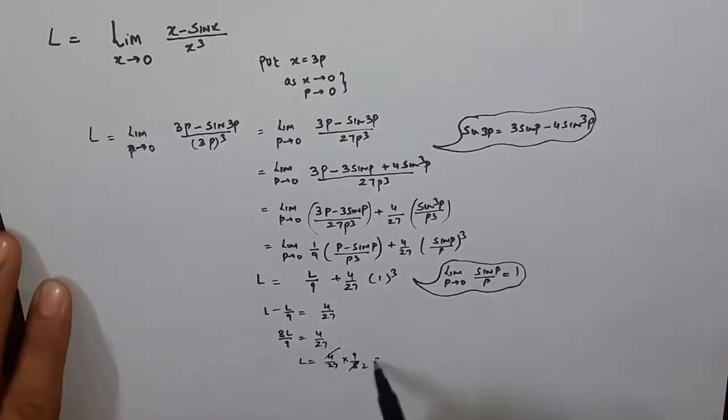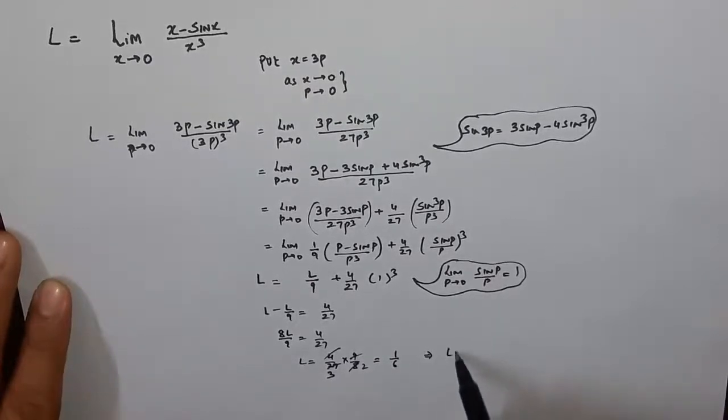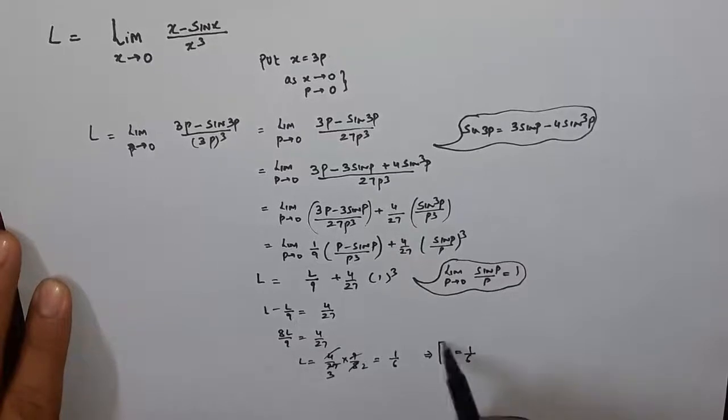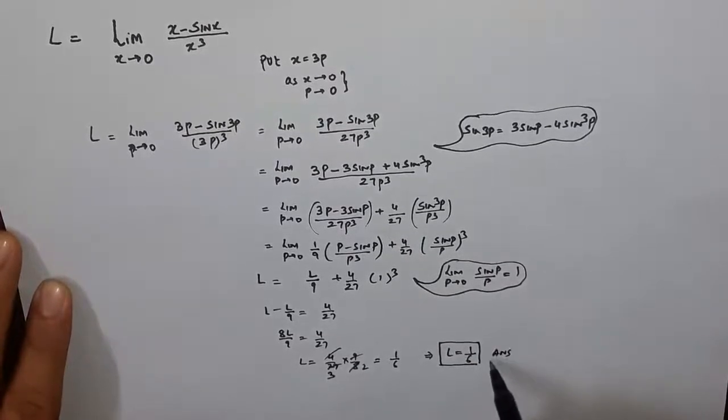This cancels out with this 2. So finally, we can consider this 9 with this 27, and we have 3. The final answer is 1 by 6. So we can say that the value of this limit is actually 1 by 6. This will be the answer.